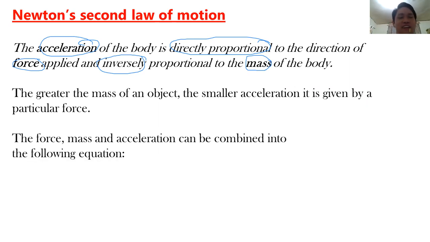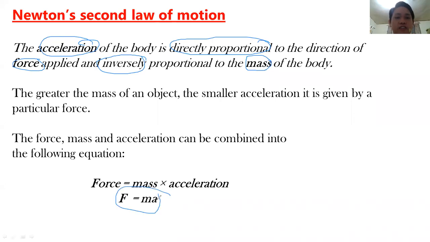Okay, another thing also, the force, mass, and acceleration can be combined in the following equation, or can be described in this equation. Force is equal to mass times acceleration. As I mentioned a while ago, this equation can be written as F equals ma. So this equation shows that the acceleration is directly proportional to your force.